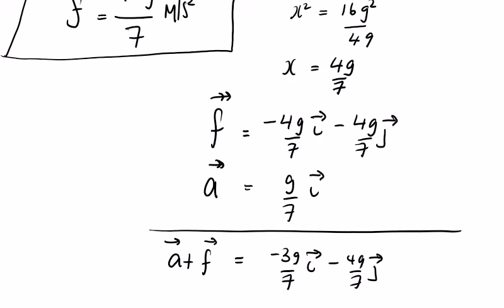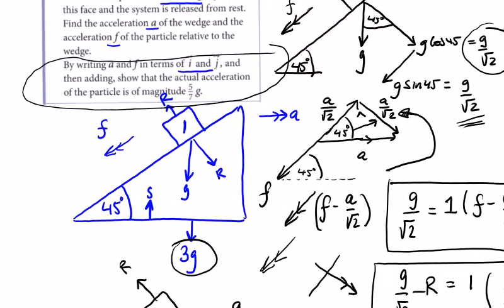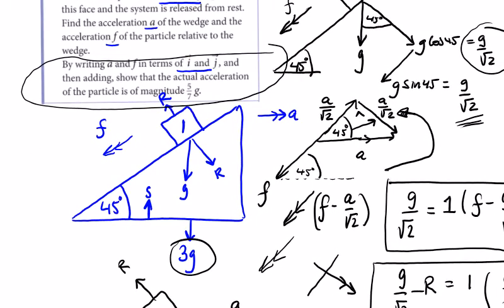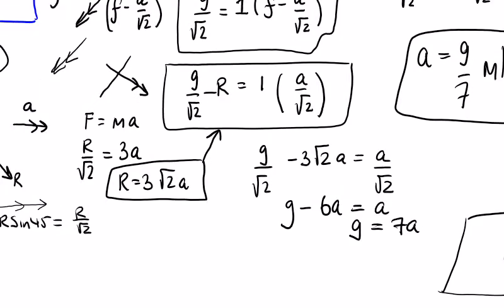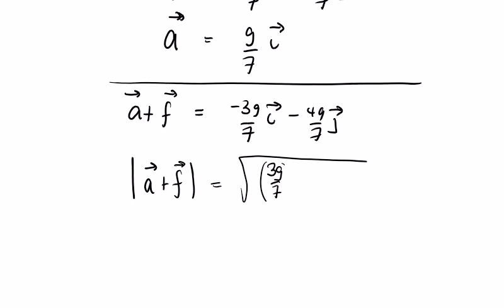direction, and we're asked to get the magnitude, or what way to describe it in this question? Where is it? The actual acceleration of the particle is of magnitude, so we need to get the magnitude of this. The magnitude of the A and F vectors added together is equal to the square root of 3G over 7 squared plus 4G over 7 squared. You can put the minus parts in if you wish.